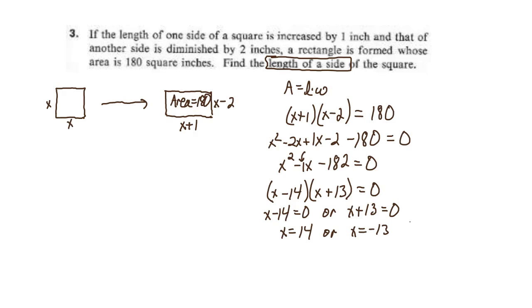Find the length of a side of a square. Can the side of the square be positive 14? Yes, it can. Lengths can be positive numbers. But the length cannot be negative 13 because that doesn't make any sense. How can the side of a square be negative 13 inches? So our answer is 14 inches.